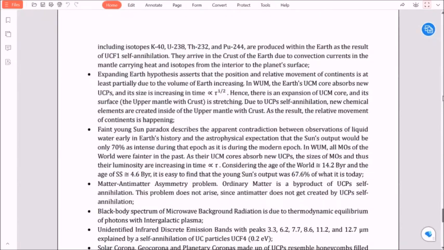Matter-antimatter asymmetry problem. Ordinary matter is a byproduct of UC particle self-annihilation. This problem does not arise since antimatter does not get created by UC particle self-annihilation. Black body spectrum of microwave background radiation is due to the thermodynamic equilibrium of photons with intergalactic plasma.